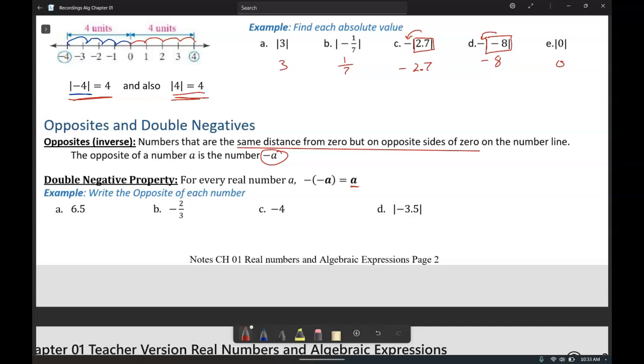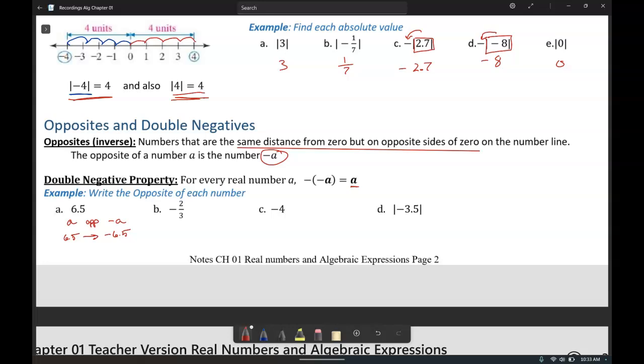So let's go ahead and write the opposite of each number, 6.5. Well, the opposite of 6.5 is going to be -6.5. Our number is a, so the opposite is -a. So if we replace 6.5 with a, the opposite becomes -6.5.